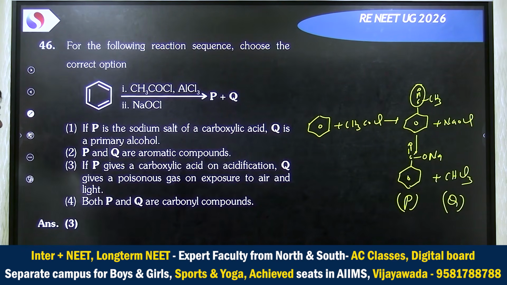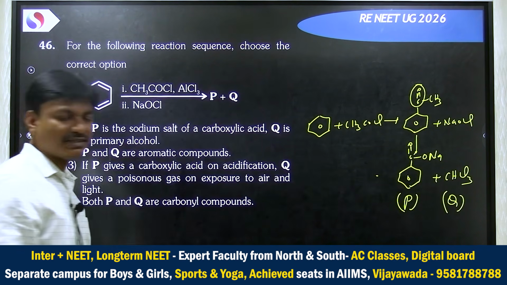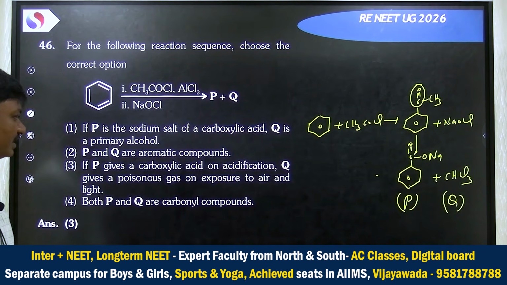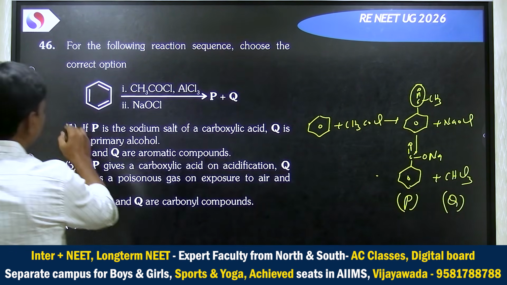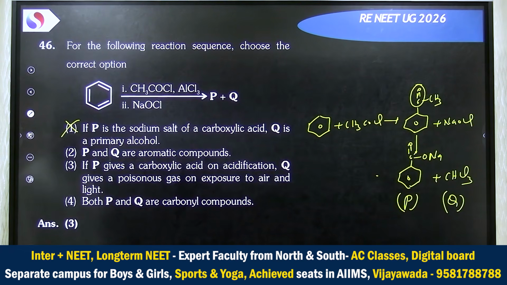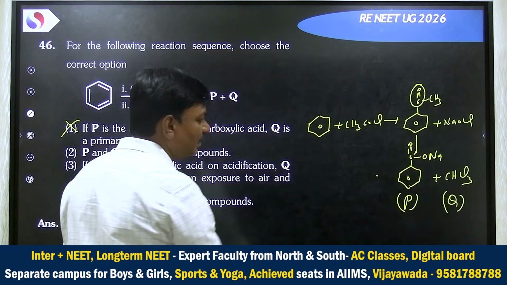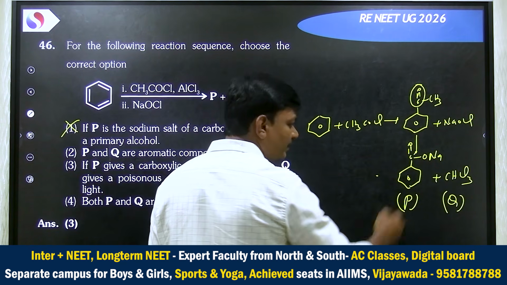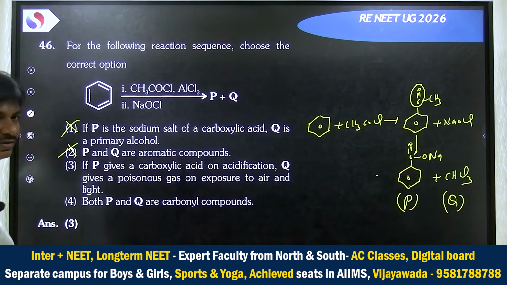Then go to the first option. If P is the sodium salt of the carboxylic acid, yes, it is correct. P is the sodium salt of the carboxylic acid and Q is a primary alcohol, but it is incorrect. Q is chloroform. So the first option will be wrong. Then go to the second option. P and Q are aromatic compounds. It is also a wrong option. P is aromatic, but Q is not an aromatic component. So the second option will be wrong.